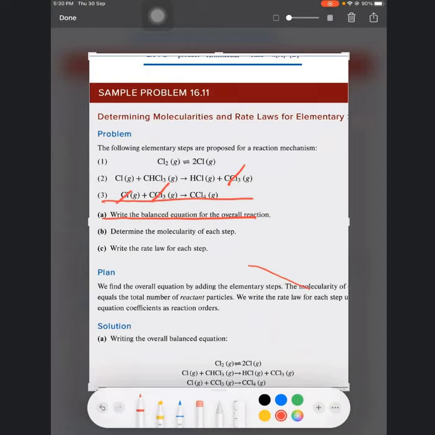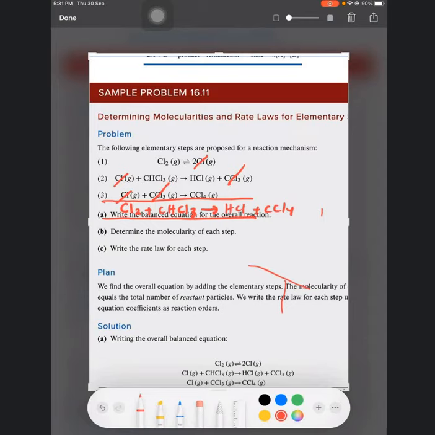Anything else? Cl. Okay, Cl kat belah kiri, kita ada berapa Cl? 2. Ada 2. Belah kanan pun ada 2. Maknanya kita boleh cancel all of Cl. So settle Cl, clear. Okay, ada lagi tak yang kita boleh cancel? Tak ada. So yang tinggal adalah Cl2 campur CHCl3 dan dia akan menghasilkan HCl plus with CCl4. So this is our overall equation lah.